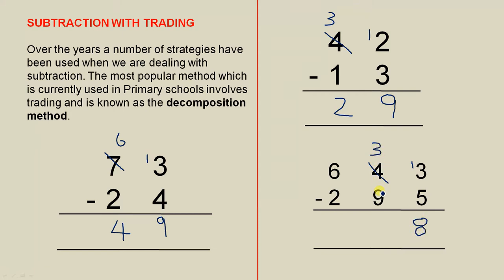3 take away 9 we cannot do. There's 600 there, so we make that 500, and we put that there. So that's actually 13 tens. So 13 take away 9 gives us 4, so that's 4 tens there. And 5 take away 2 gives us 3, so the answer is 348.